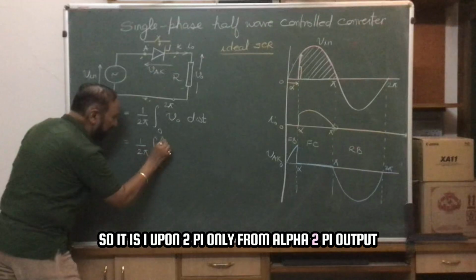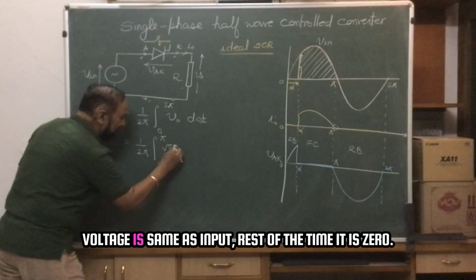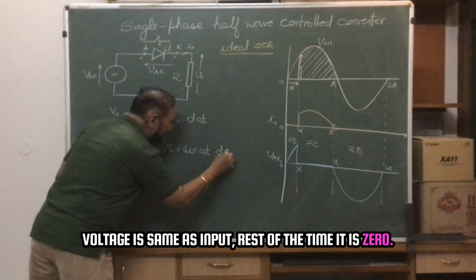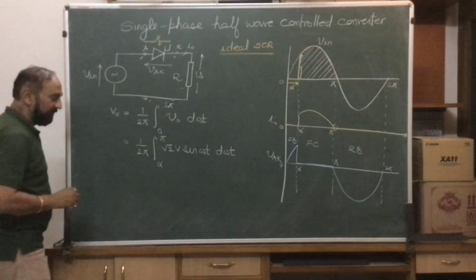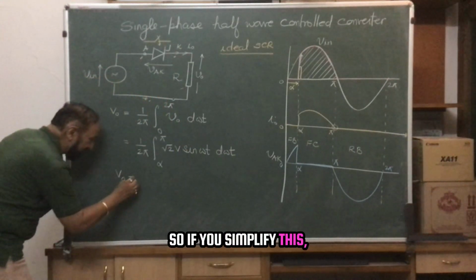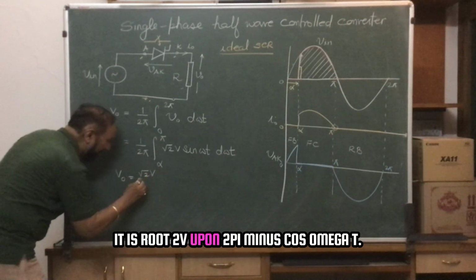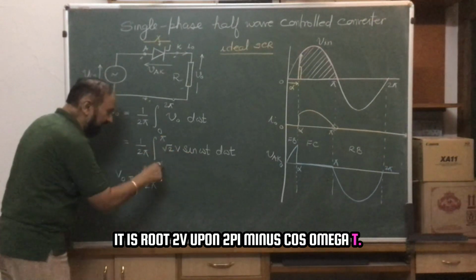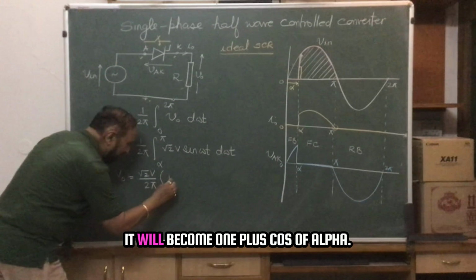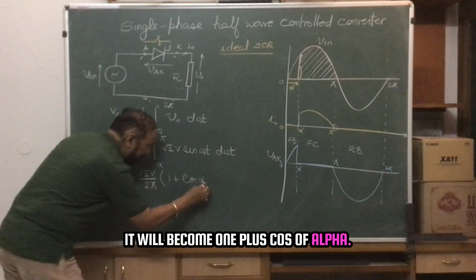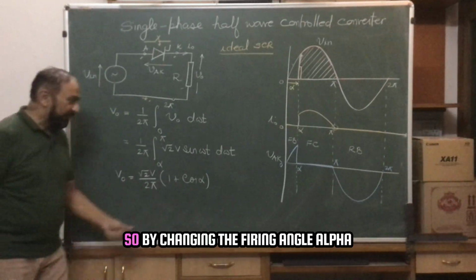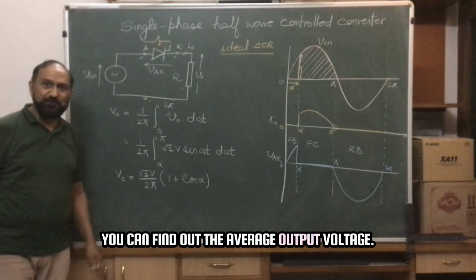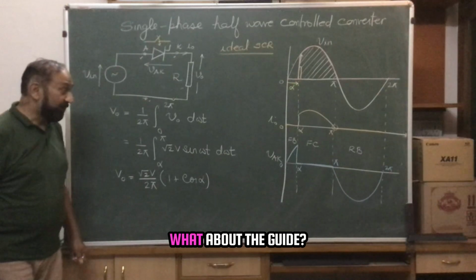Only from alpha to pi output voltage is same as input. Rest of the time it is 0. So if you simplify this, it is root 2 V upon 2 pi, minus cos omega t, and if you put the limits, it will become 1 plus cos of alpha. So by changing the firing angle alpha, you can control the average output voltage. What about the current?